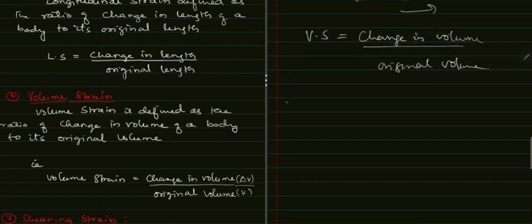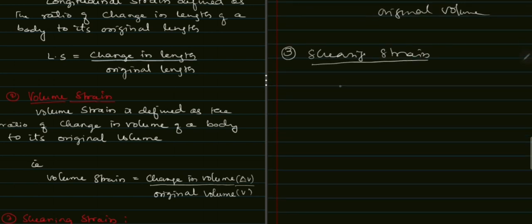So next, the third one is shearing strain. So what is the shearing here? Shearing means the relative displacement in that body after applying the external force. Relative displacement of the body, it means, we will take one example.